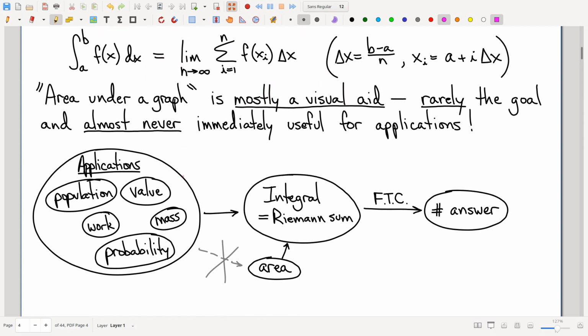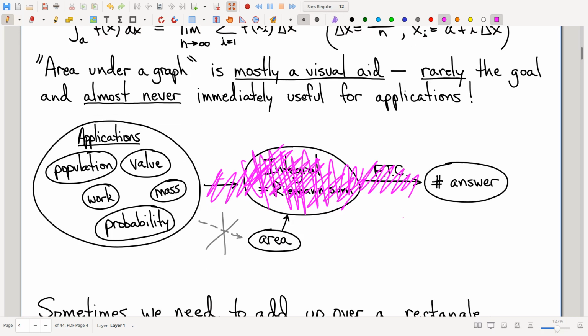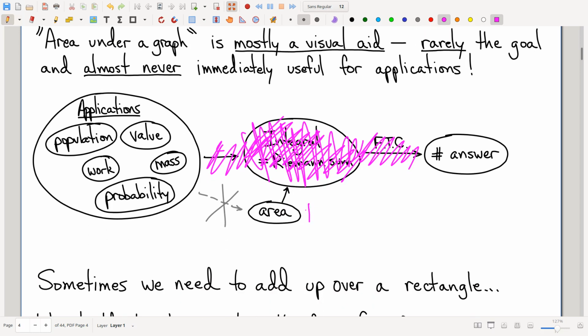So let me try to argue why this is important, and I'm going to start by pretending we don't have Riemann sums. Let's just kind of forget about Riemann sums. Let's pretend that we try to argue that integrals are just area under a curve, area under a graph, sure, and that the fundamental theorem of calculus is a tool for computing those areas. Let's just say. All right.